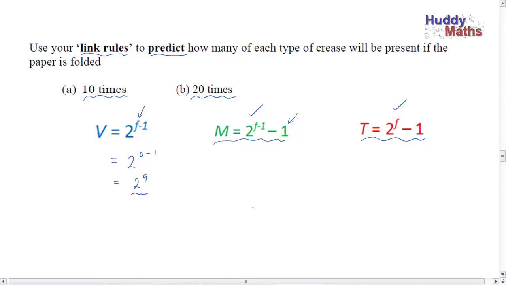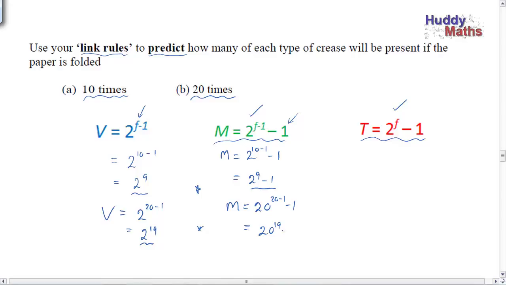All right, coming back now, let's have a look at this one. If we did 20 folds, it would be 20 take 1. Ooh, that'd be a lot of valleys. 2 to the 19, a big number. Let's go over to look at the number of mountains. If we did 10 folds, this would be 2 to the 10 take 1, take 1, which is 2 to the 9, take 1. Or 1 less than the answers over here. So if there were 20 folds, f would be 20. And we could say it was 2 to the 19, take 1. Again, 1 less than the number of valley creases.